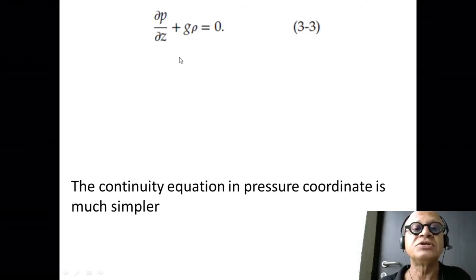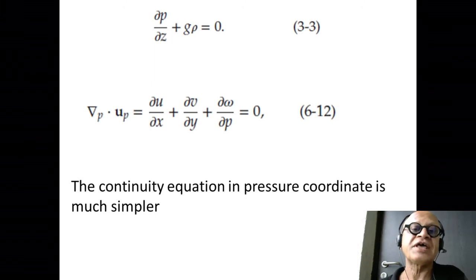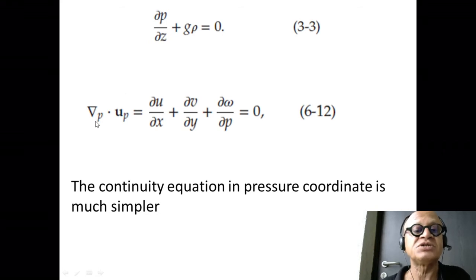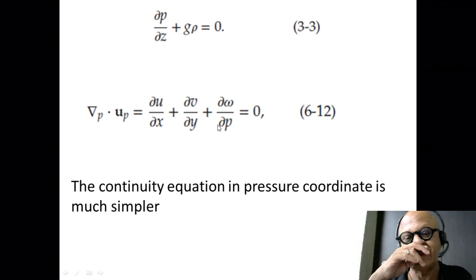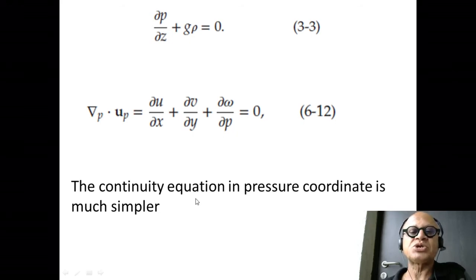So we used dp/dz plus g rho equals 0, and now we can write the continuity equation, or the divergence equation, as the gradient in p of the horizontal velocity: du/dx plus dv/dy plus d omega/dp equals 0. Often the vertical velocity is pronounced as omega. You can see that's not exactly w, the vertical velocity. We will not get into that. We'll just call it w for now. dw/dp equals 0. Okay, the continuity equation in the pressure coordinate is now much simpler.